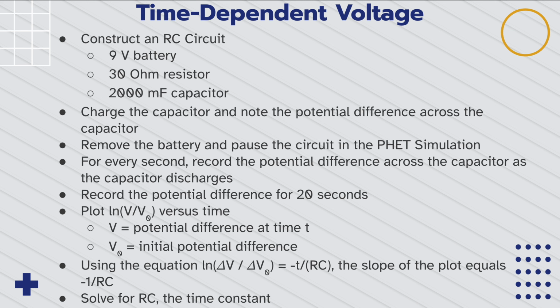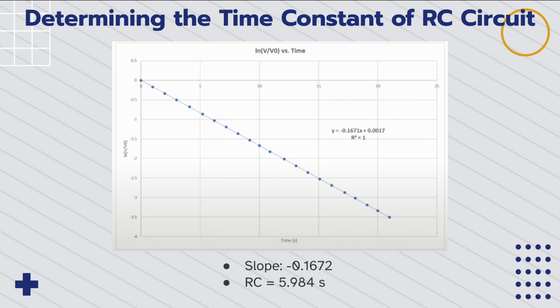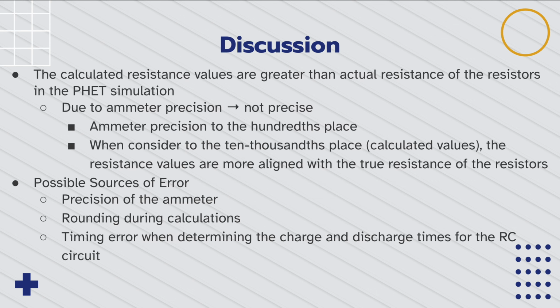An RC circuit with the components shown on the slide was constructed. The circuit was then closed to allow the capacitor to charge. Then the battery was removed and the circuit was closed again to allow the capacitor to discharge at 1 second intervals up to 20 seconds. The potential difference of the capacitor was measured. Finally, the natural log of potential difference divided by the initial potential difference was plotted over time. The plot has a linear slope, which is then used to calculate the time constant RC of the RC circuit. This time constant equals 5.94 seconds.